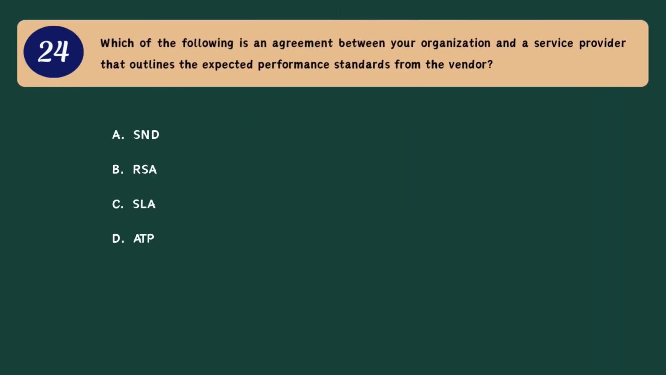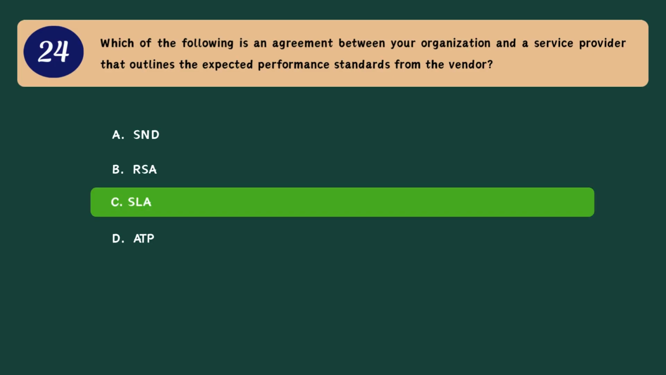Question 24. Which of the following is an agreement between your organization and a service provider that outlines the expected performance standards from the vendor? A. SND. B. RSA. C. SLA. D. ATP. Correct answer. C. SLA.